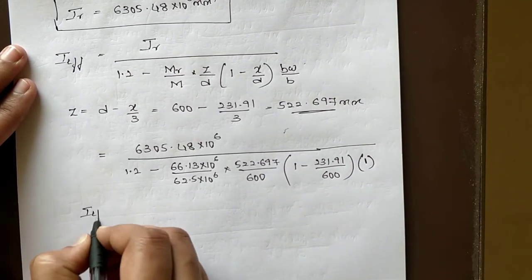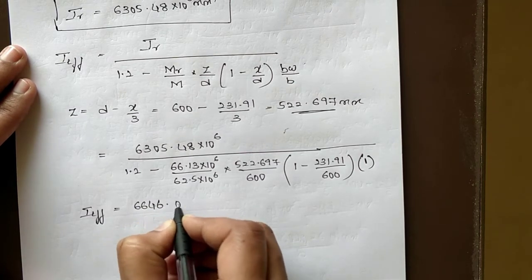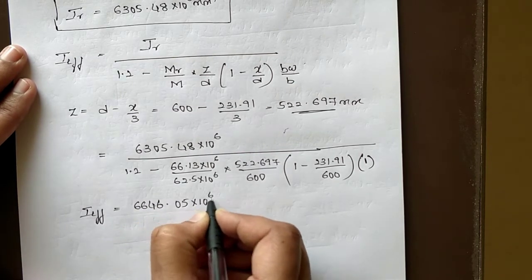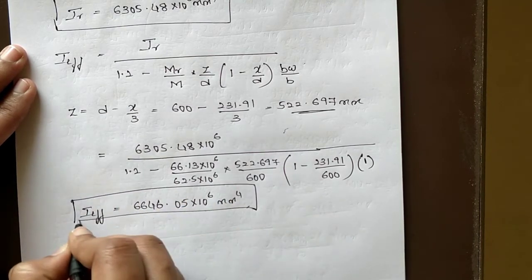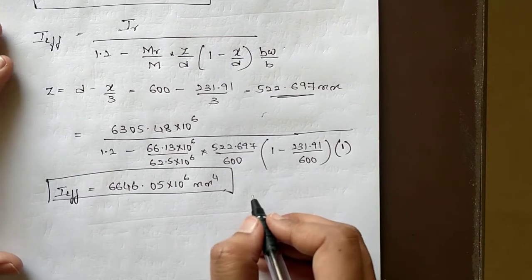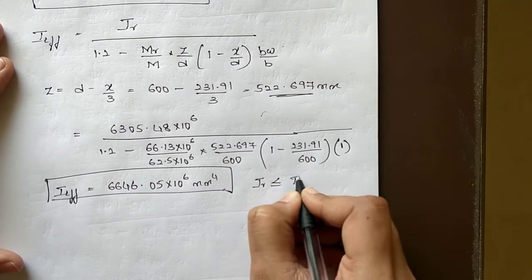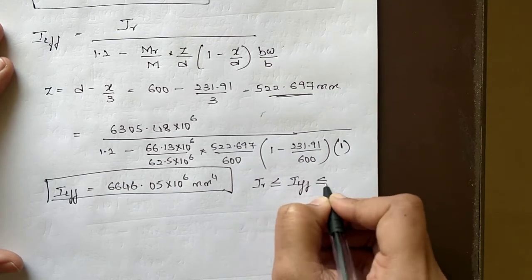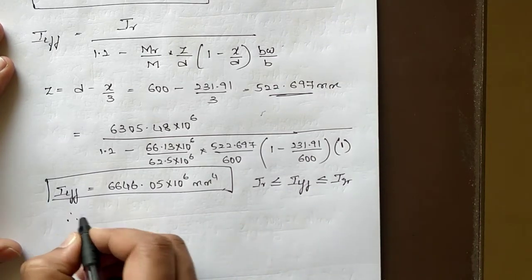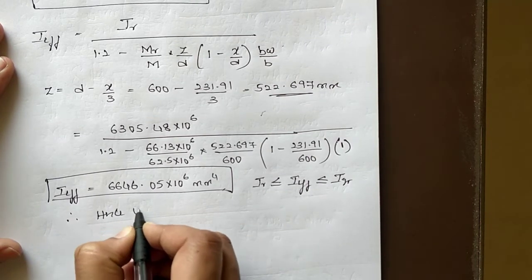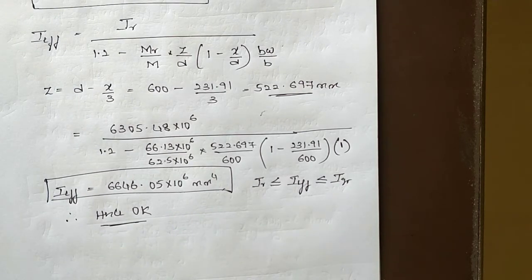Then calculate I effective. You will get it as 6646.05 into 10 to the power of 6 millimeter to the power of 4. This is what your I effective. Once you calculate that, compare: IR should be less than or equal to I effective, and this should be less than or equal to IGR. Once it is done, therefore, hence okay.